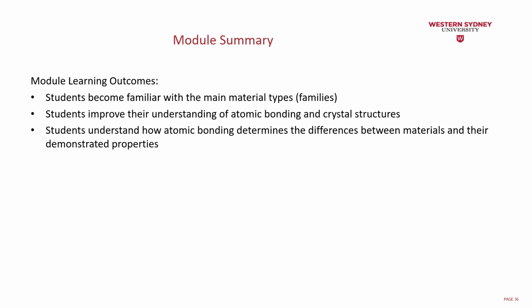So this module summary is going to be summarized in the following learning outcomes. First, the students become familiar with the main material types, which are the families. Also, the students improve their understanding of the atomic bonding and the crystal structures. Finally, the students understand how the atomic bonding determines the differences between the materials and their demonstrated properties.